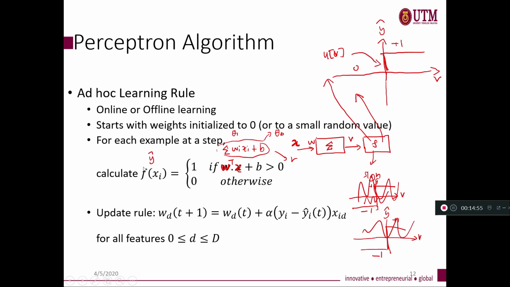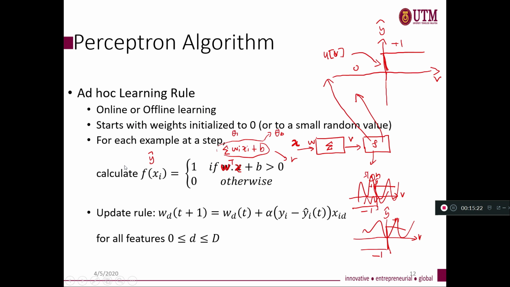So you can see that if this linear function produces a value of more than 0, your predicted y here becomes 1. And if this linear function produces an output which is less than 0, then you set your y hat to 0, which is like your unit step function here.